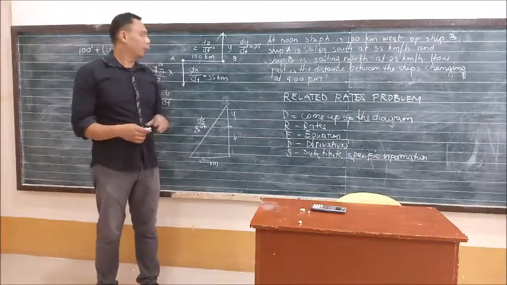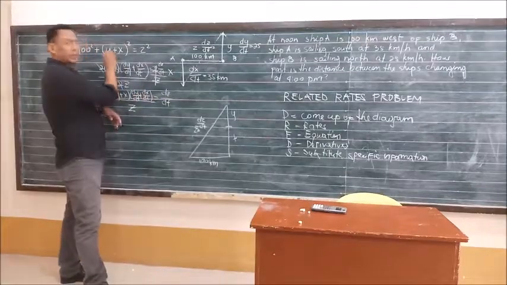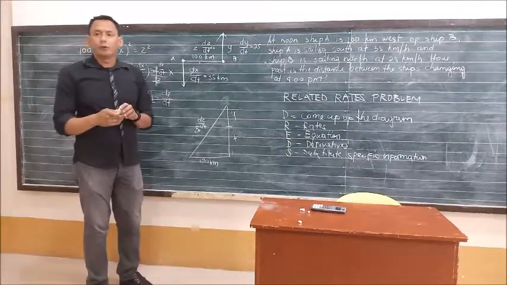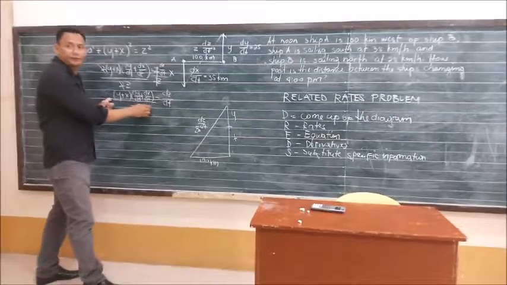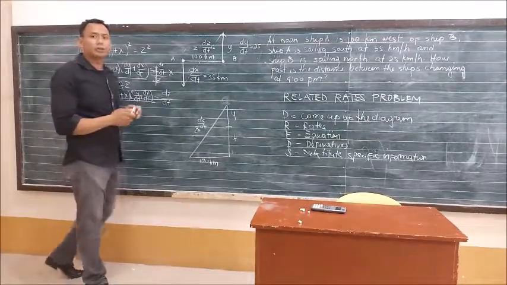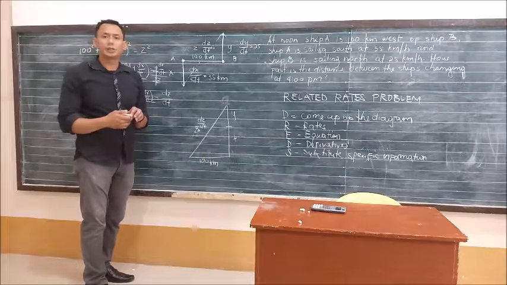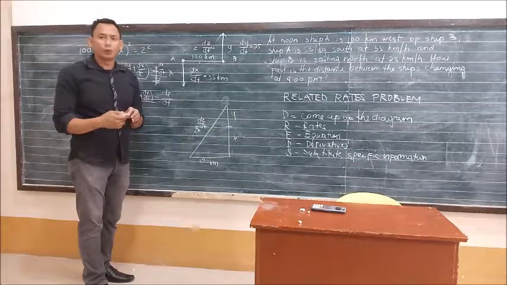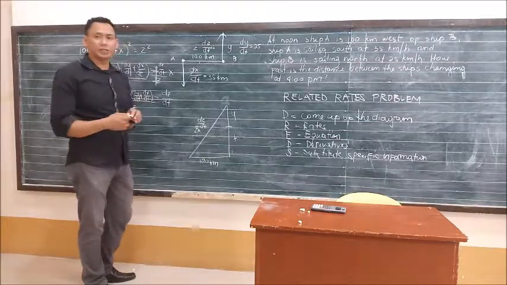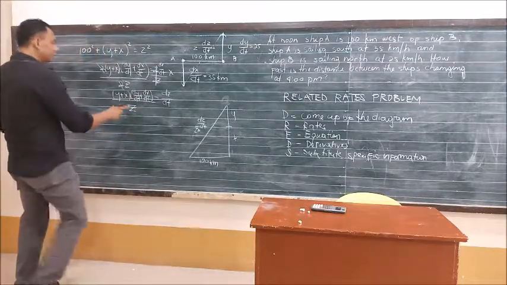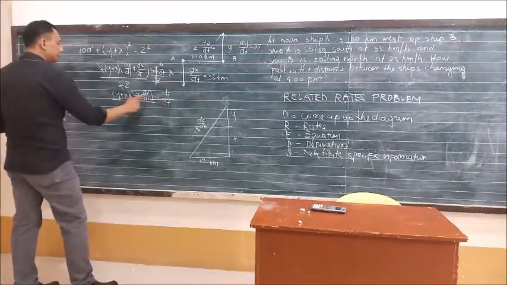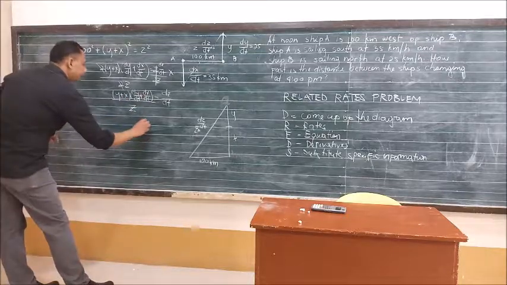We found the equation also, and we took the derivative. Now we need to substitute the specific information into the problem. So we have dx/dt, which is equivalent to 35 kilometers an hour. So we can substitute the dx/dt here.